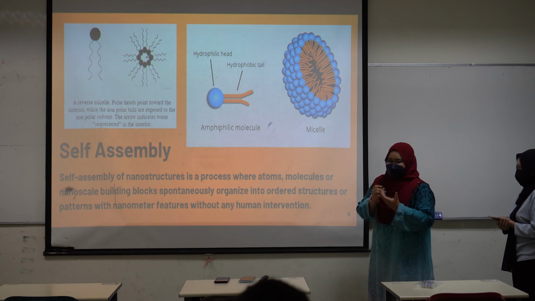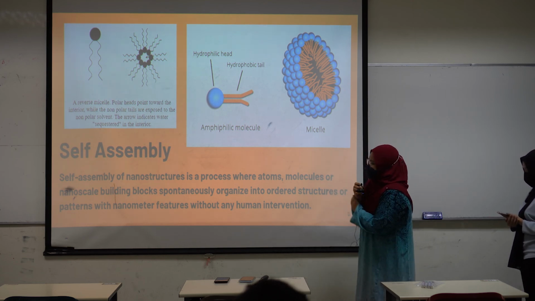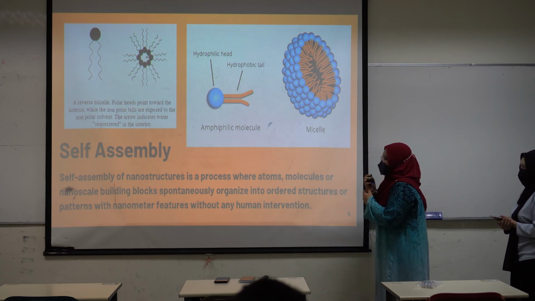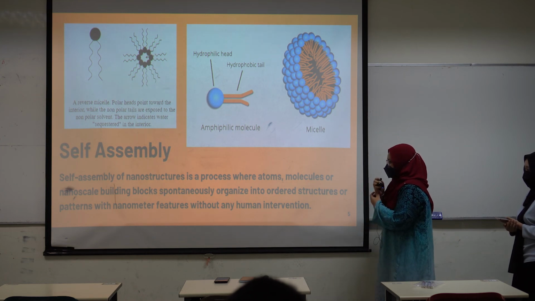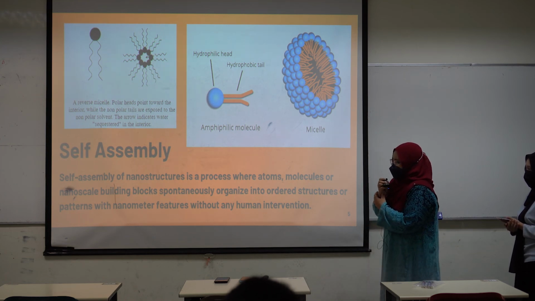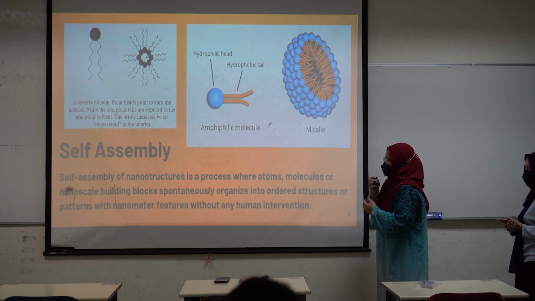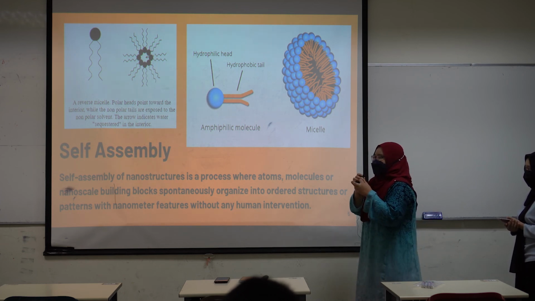So as we all learned already, self-assembly of nanostructure is a process where atoms, molecules or nanoscale building blocks spontaneously organize into ordered structures or patterns with nanometer features without any human intervention. So the easiest example of this is the micelle.